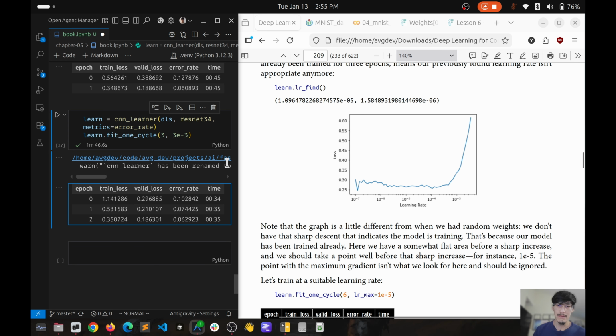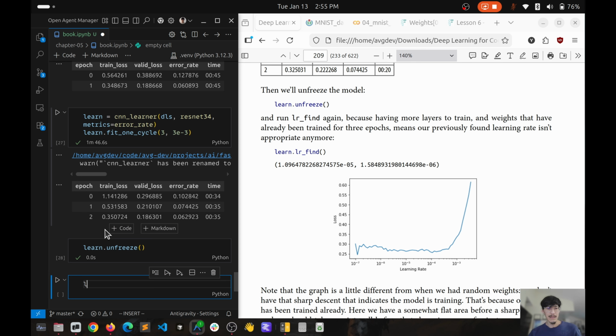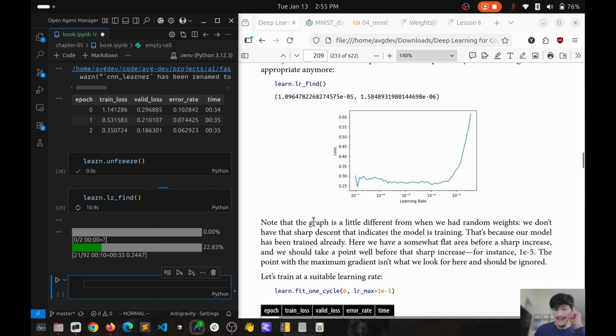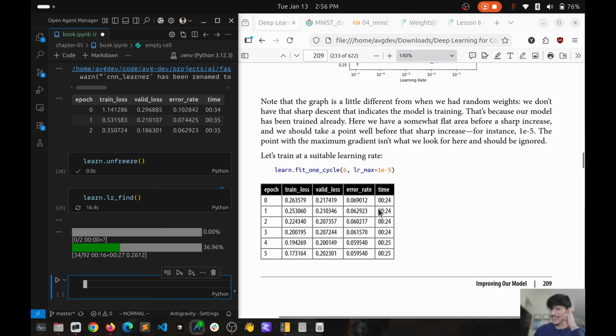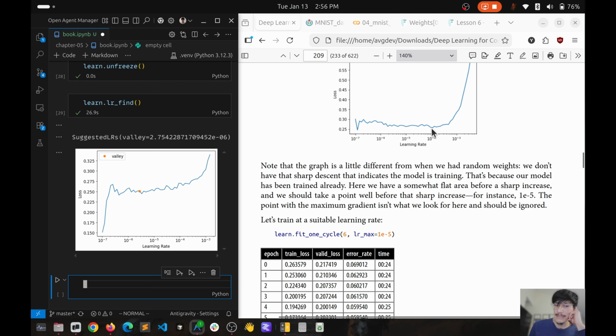So what we want to do is unfreeze, learn.unfreeze. So we're going to unfreeze the earlier layers in the model, and then learn.lr_find. Okay. And it's going to go through, I guess, one batch or one epoch. Okay. And then we can go for 6 epochs with a learning rate of 1e-5, because that's where we found the deepest point.